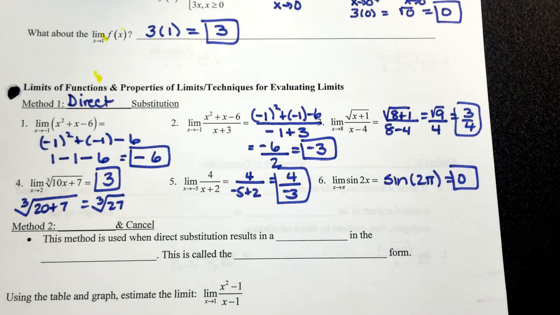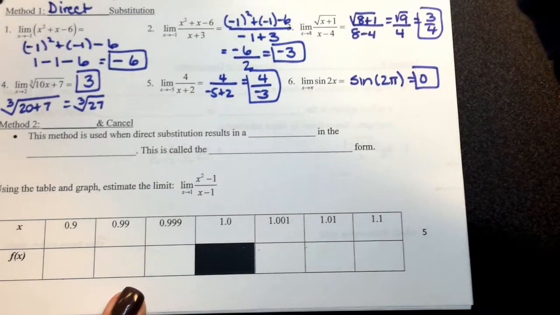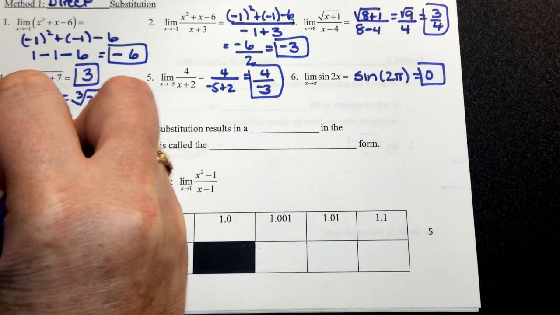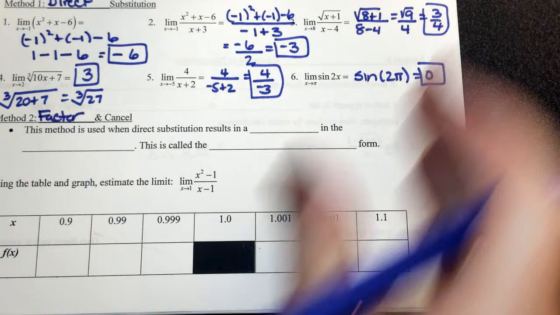Like I said, direct substitution does not always work. The only time direct substitution is going to work is when the limit is the same as the defined value, which does not always happen. That's where we're going to have these other algebraic techniques. Another method you're going to try is factoring and cancel. You always try direct substitution first.